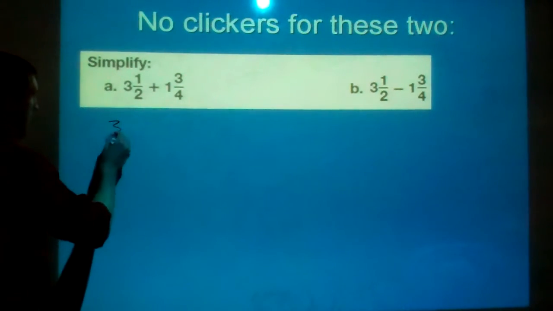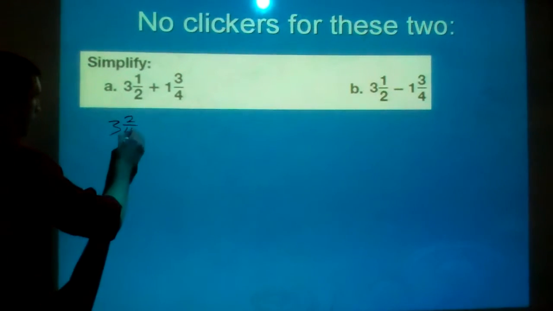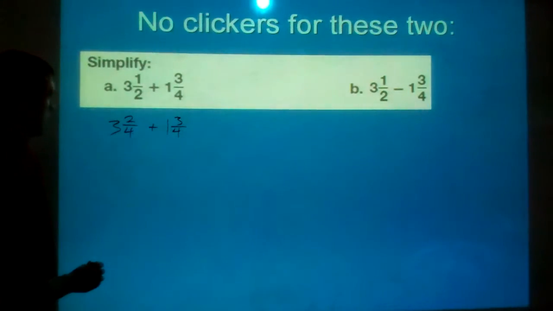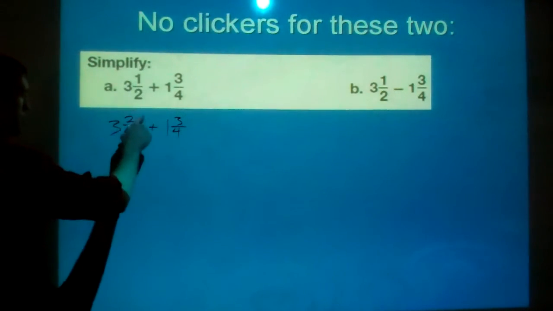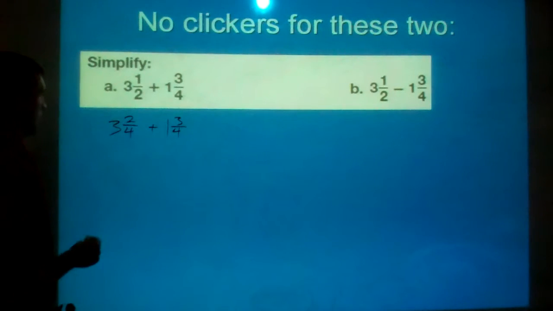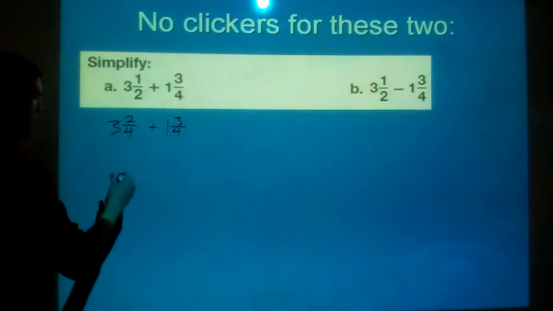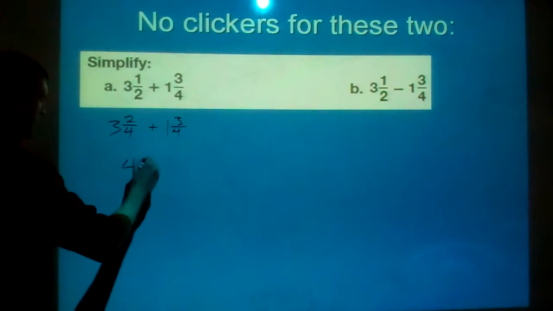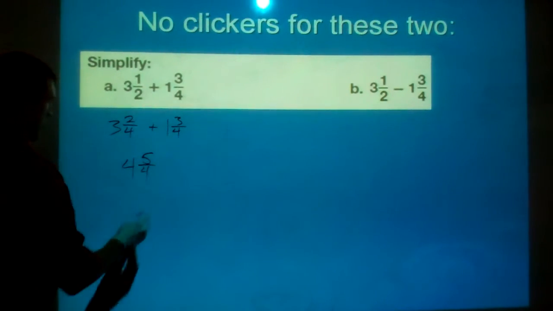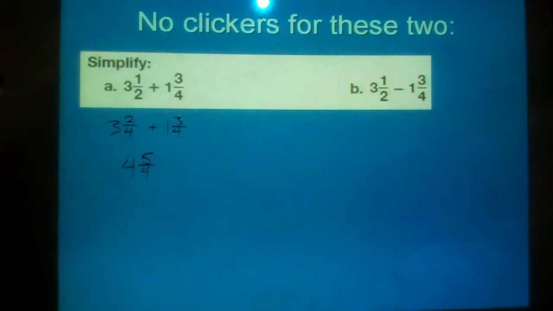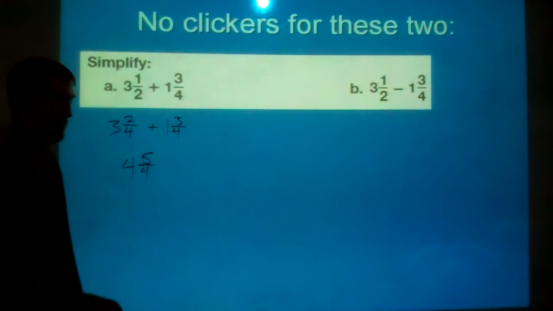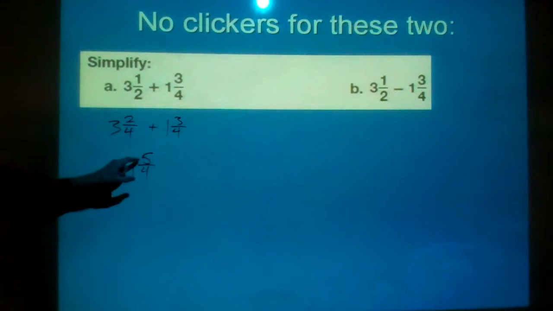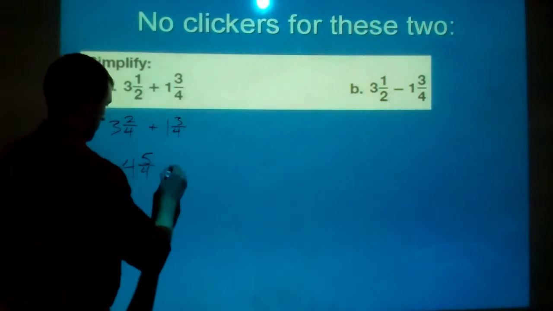So 3 1/2 will be written as 3 and 2/4 plus 1 and 3/4. Okay? So all we did was change this fraction to 2 over 4. Alright, so now we're going to add our two large numbers, which would be 3 plus 1 is 4, and 2 plus 3 is 5. So we have 4 and 5 over 4. 4 and 5 fourths. So now we have an improper fraction here. This is bigger than 1. I'm going to rewrite this.